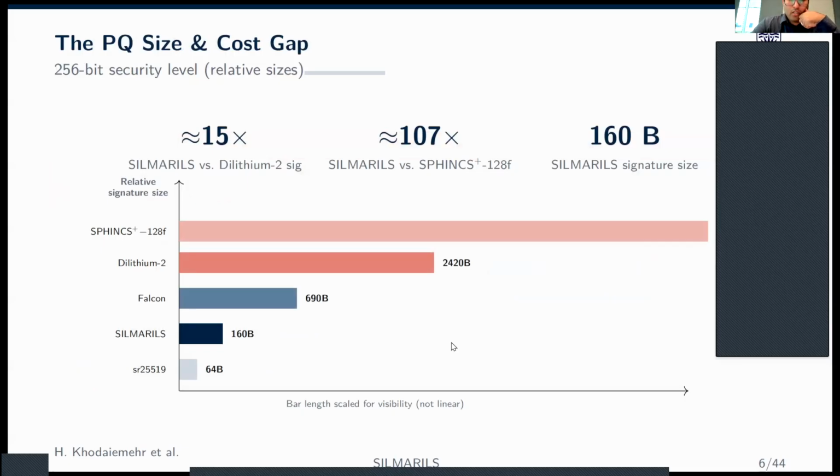The pressure shows up sharply when you look at signature sizes. At 256-bit security, a SILMARILS signature is just 160 bytes versus 2420 bytes for Dilithium 2, roughly 15 times smaller. Smaller here is not automatically better. It matters when designated verification is enough for the layer you are securing. In other words, nothing is free. When you want to shrink your signature, you definitely should pay or release something. What we decided to release is public verifiability. This is the main story.